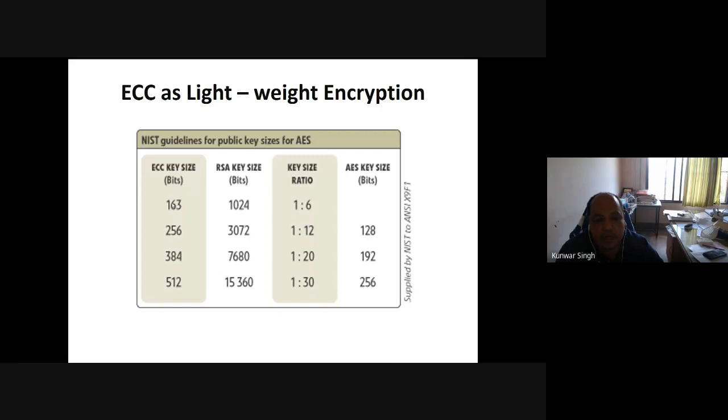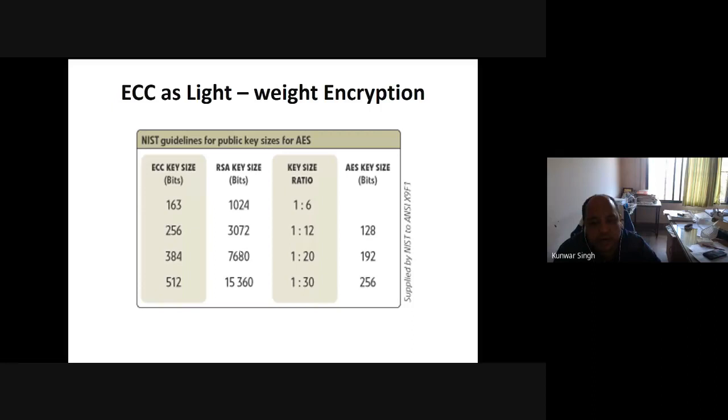Now if you see, ECC 163 is equivalent to RSA 1024. See how much difference there is. And ECC 256 is equivalent to RSA 3072. So this gives the same security level as that one. Right now this is going on. Maybe tomorrow, RSA 2048 may come.